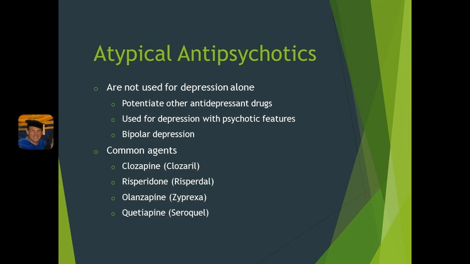They're also commonly used in teenagers who need antidepressants, because a lot of times teenagers with depression don't simply have unipolar depression, they have bipolar depression. So you can see some common agents there. And again, we'll talk more about these when we talk about the typical antipsychotics.